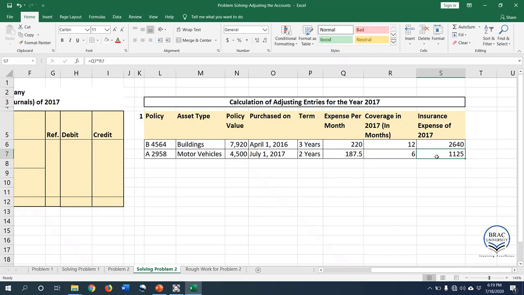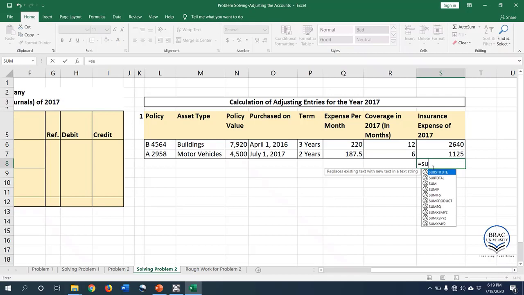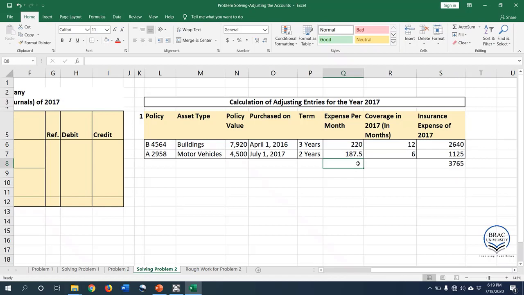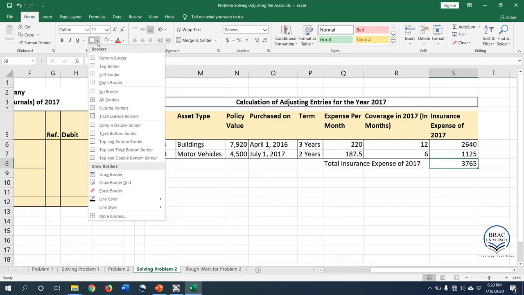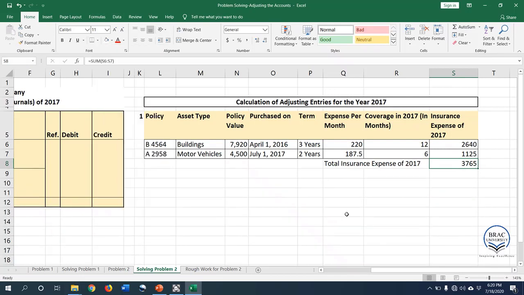But whenever we are doing adjusting entry, we are doing it as a whole for the company, right? So this is our insurance expense, this is also our insurance expense. So we should calculate the total value of these two. What should be our total insurance expense for the year 2017? So we can write total insurance expense of 2017. So our total insurance expense of 2017 will be 3765. Okay, so this is our total insurance expense.